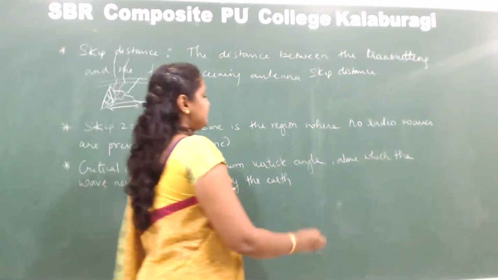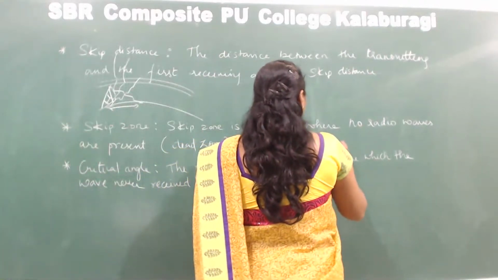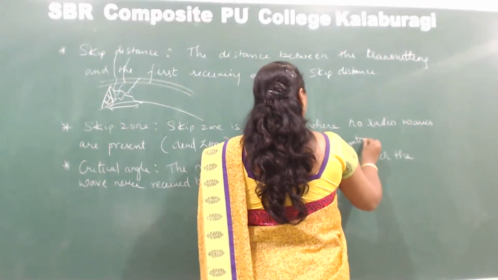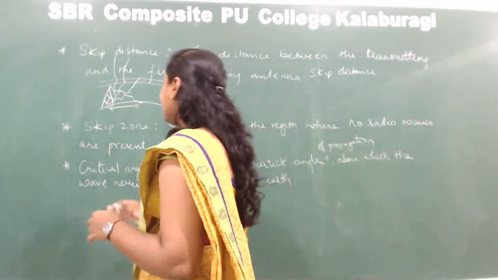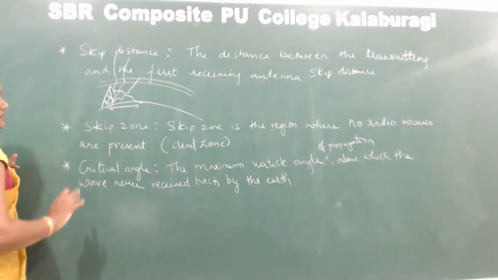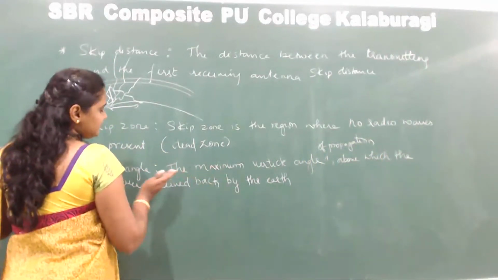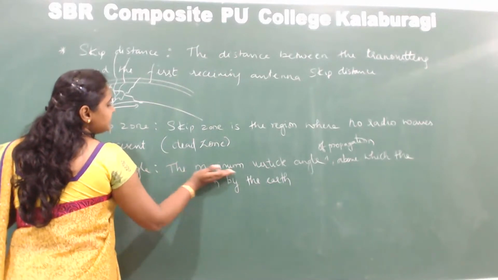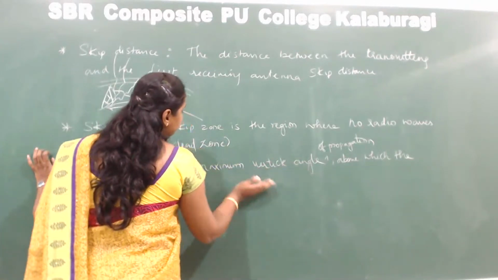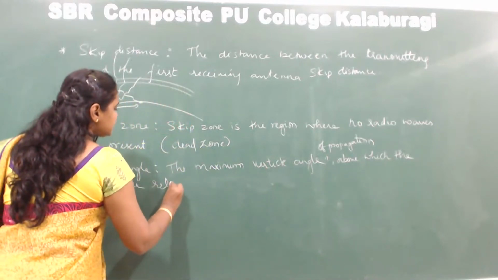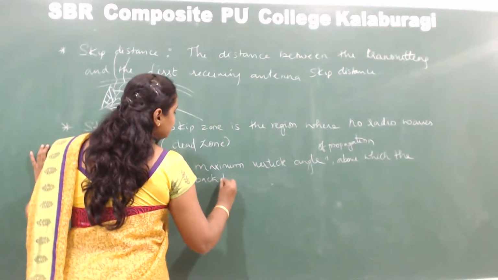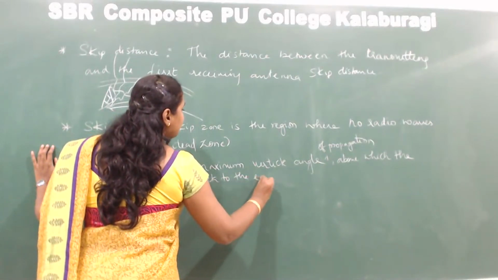The maximum vertical angle of propagation above which the signal, otherwise the wave, never returns back to the earth. Simple rules. It never returns back to the earth.